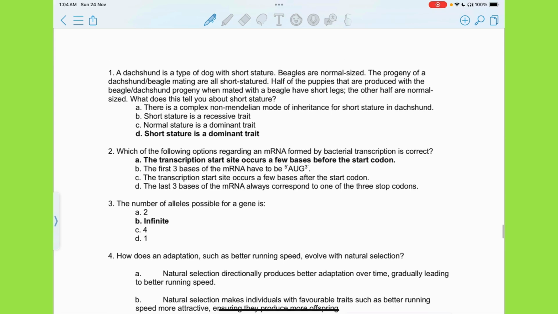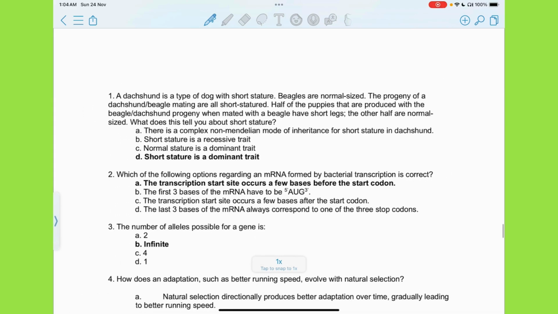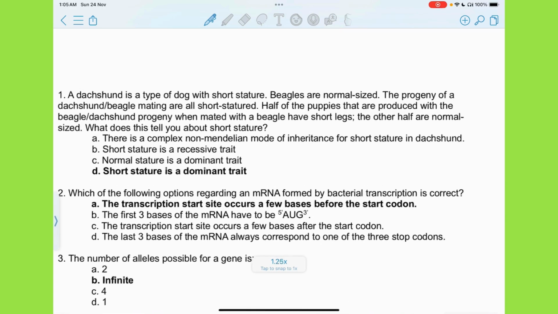The first question here says, a Dachshund is a type of dog with short stature. Beagles are normal size. The progeny of a Dachshund beagle mating are all short stature. Half of the puppies produced when the Dachshund-beagle progeny are mated with a beagle have short legs, the other half are normal size. What does this tell you about short stature?